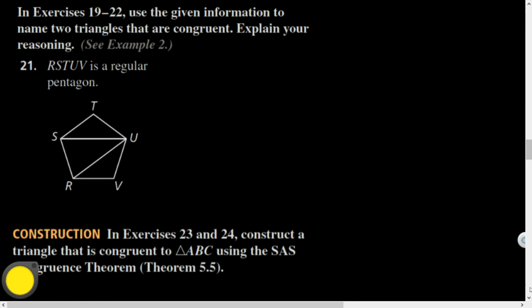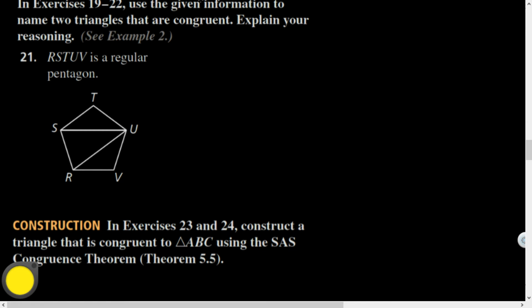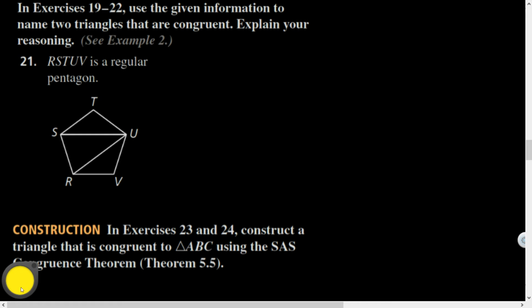All right, 1922. It says, use the given information to name two triangles that are congruent. Explain your reasoning. This one's going to be a little bit less formal, but we were told this is a regular pentagon. Actually, have we even defined the word regular yet? I don't remember. Regular means that it's both equilateral and equiangular.